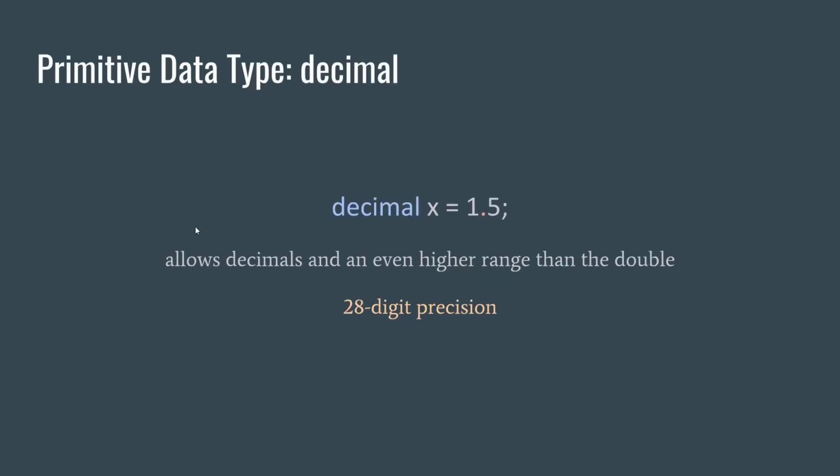Now, if you need even more precision, you can use the primitive data type decimal, which allows decimals and an even higher range than the double data type. So you can see here 28-digit precision. So you can be very precise, can use very big numbers, but at the same time, decimal is a very big data type in terms of storage.